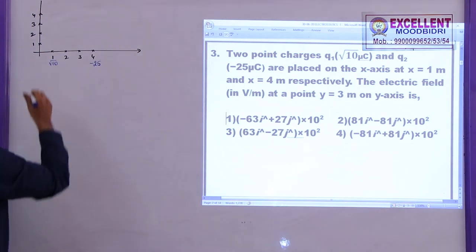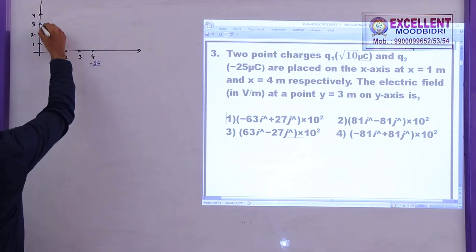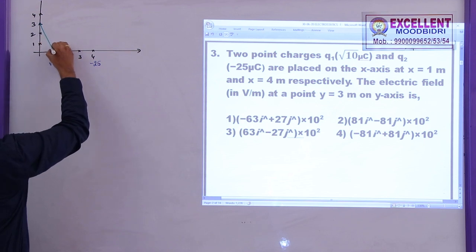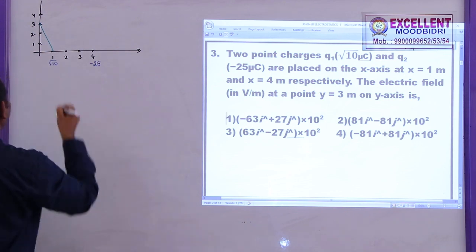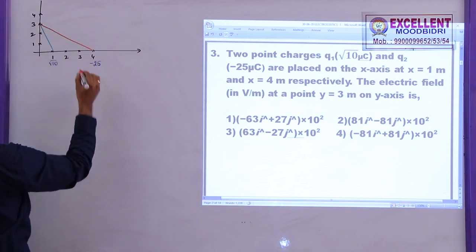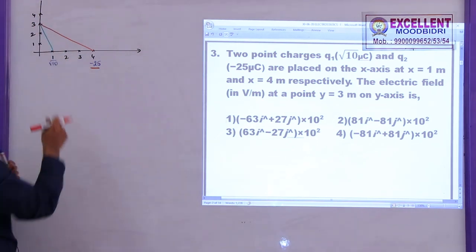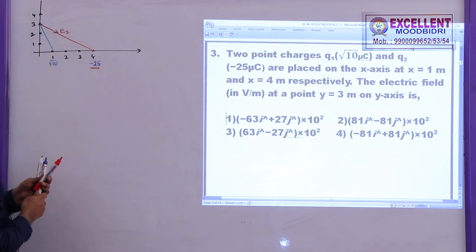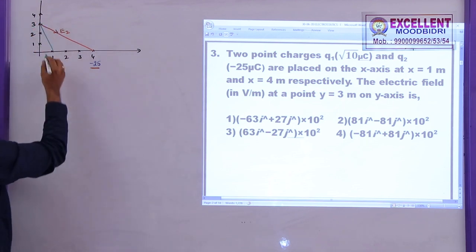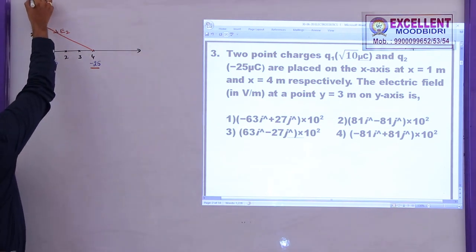Electric field at y is equal to 3. Here I need to find out the electric field. To find it, first join the point with this charge and join this one also with this one, like this. Remember, this is a negative charge. If you think that a positive charge is placed at point 3, it will be attracted toward this one. So this is the direction of force and this is the direction of electric field E2. As it is a positive charge, this will be away from this one, this is E1.